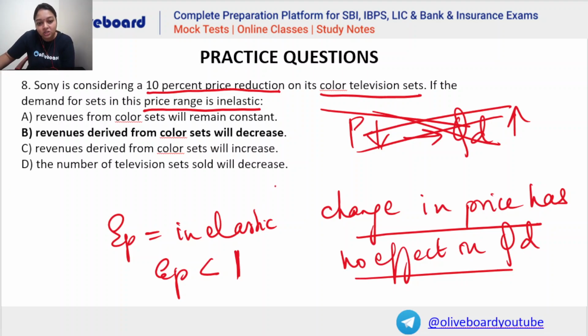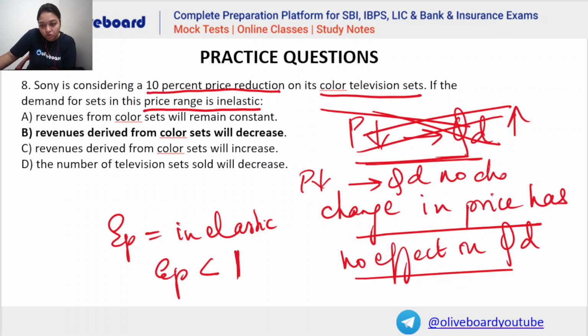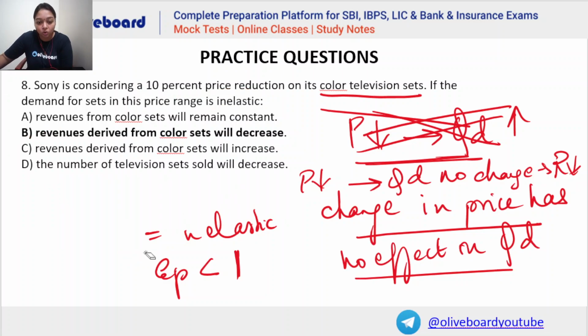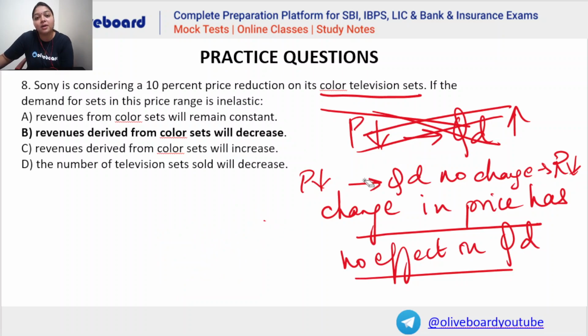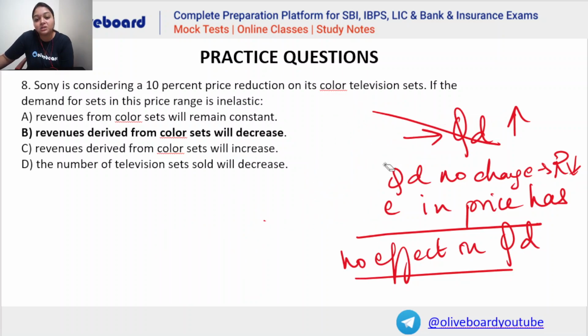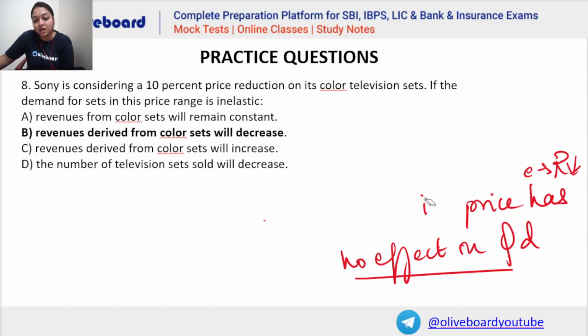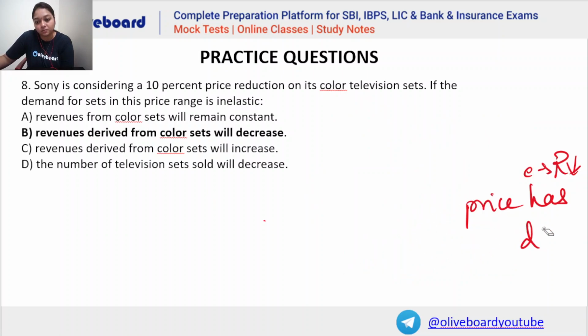But what is actually happening? Because it is inelastic, they decrease the price, quantity demanded has no change, so their revenue decreased, right? So revenues derived from color sets will decrease. Can you understand the implications on business? The producer or the owner should know what kind of product they are producing, what kind of demand elasticity their product has. If it is inelastic, they can't play with the price, right? Because price has no effect on the quantity demanded.